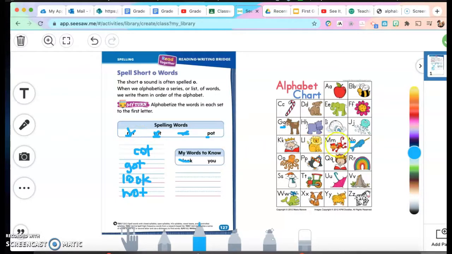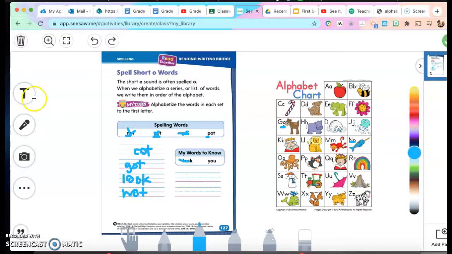So now we got to keep going. So we got N. Do you see anything that starts with the letter O? No. P. Do you see anything that starts with the letter P? Yeah, what word is this one? Pot. So then we would write the word pot. And that's not a very good P. Let's try that again.